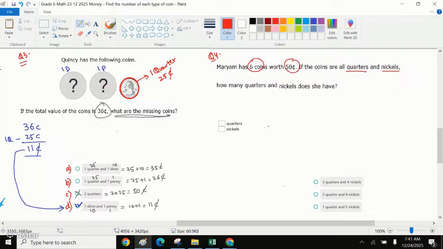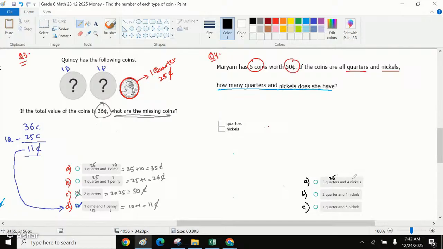They all cannot be quarters, right? Because if there are 6 quarters, that would mean 6 multiplied by 25 cents. That would be $1.50. She doesn't have that. She only has 50 cents. So the question says, how many quarters and nickels does she have? We need to find the number of quarters and nickels in this case. Okay. So let's break up the options. Option A, B, and C.